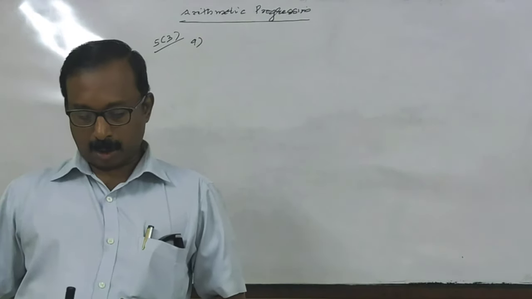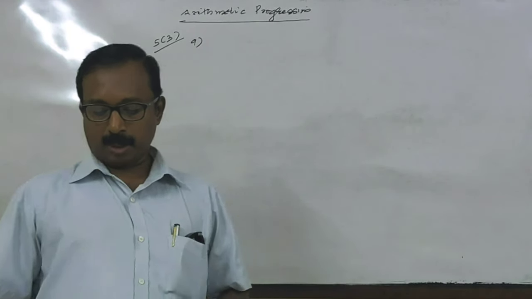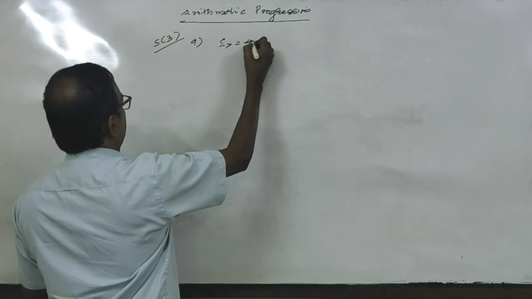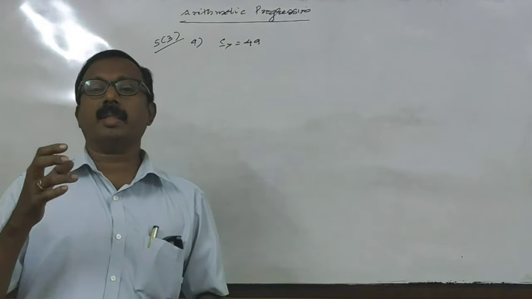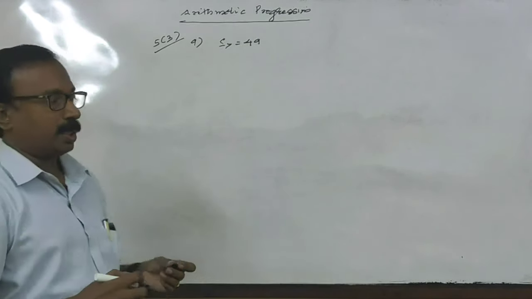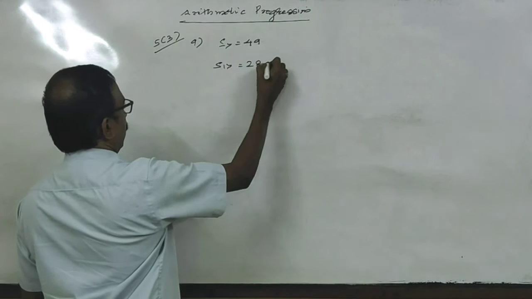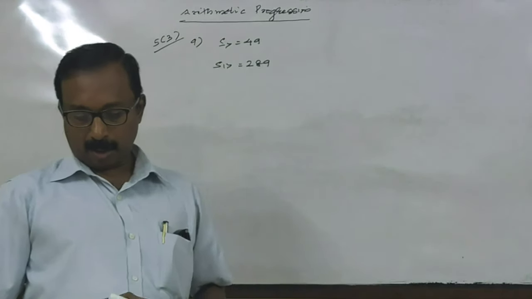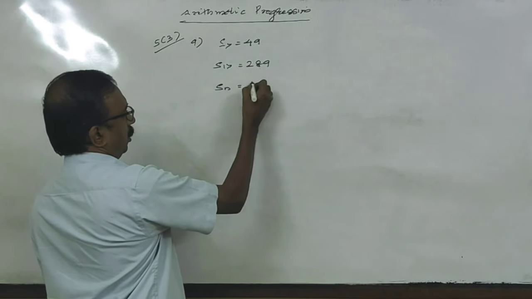Now, question 9. If the sum of the first 7 terms of an AP is 49, S7 is 49, and that of 17 terms is 289, S17 is 289, find the sum of the first n terms, Sn.